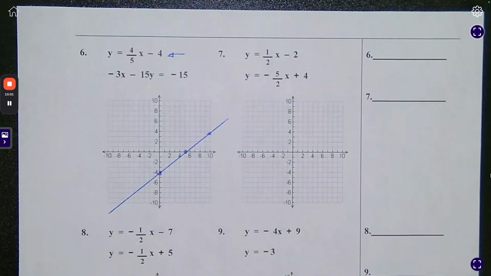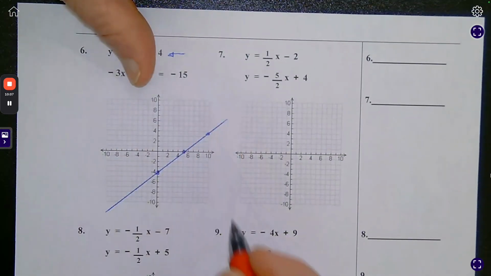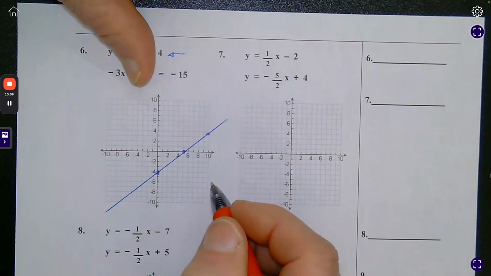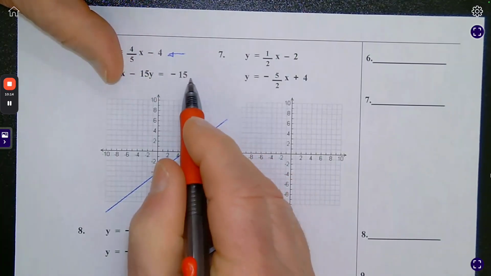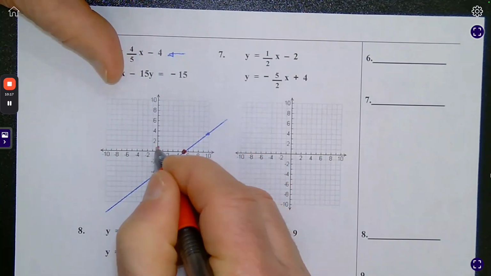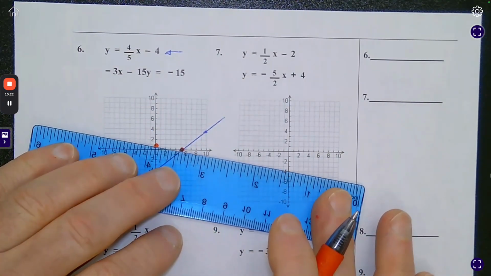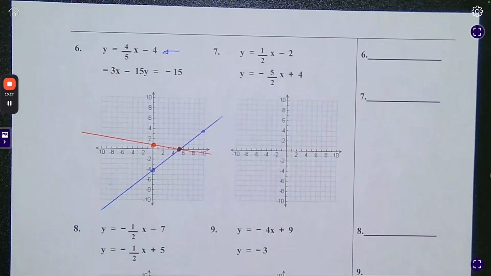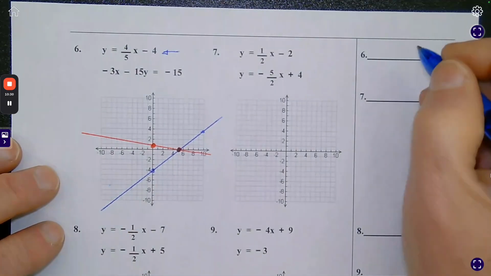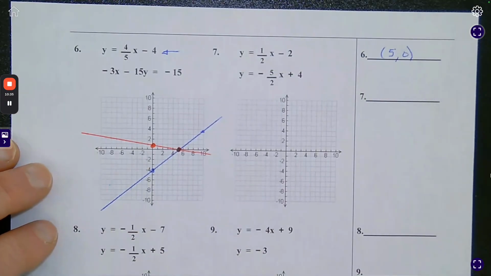Now we're going to find the x and y intercepts because it's standard form. X-intercept is negative 15 divided by negative 3. Negative 15 divided by negative 3 is 5. Ooh, that would be nice if that's the point of intersection. Negative 15 divided by negative 15 is 1. That's your y-intercept. That's nice. That happened right away. I like that. So it looks like your point of intersection is 5, 0.